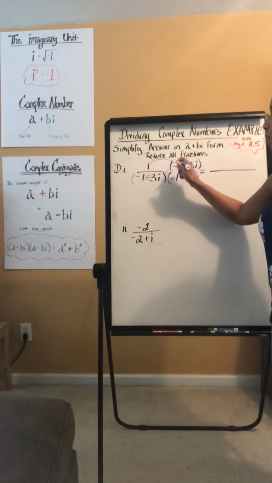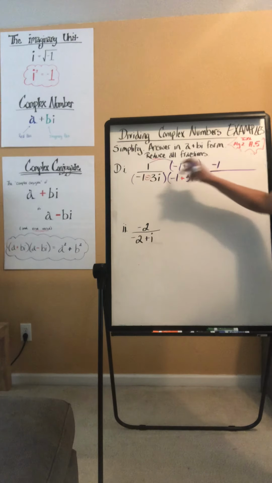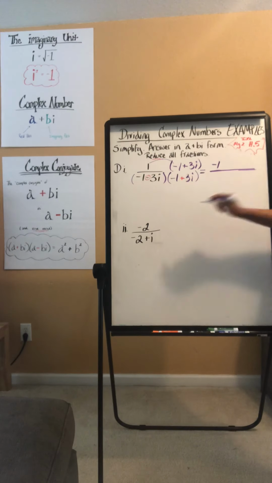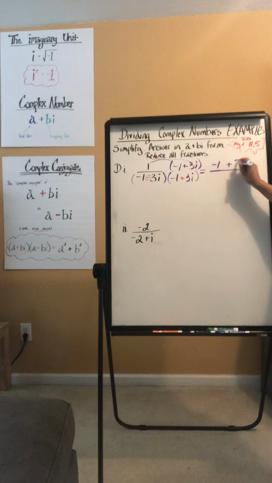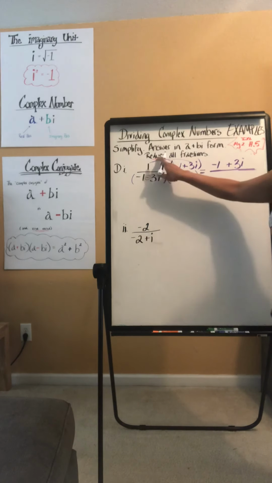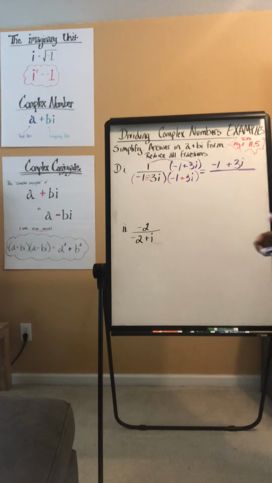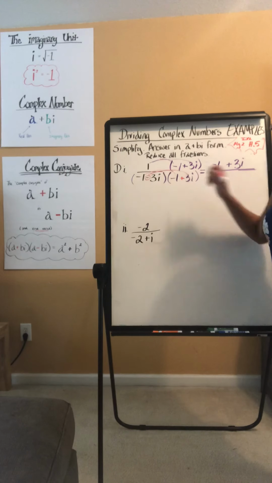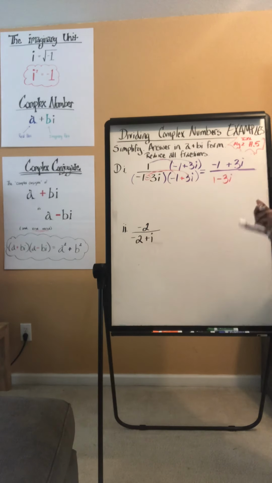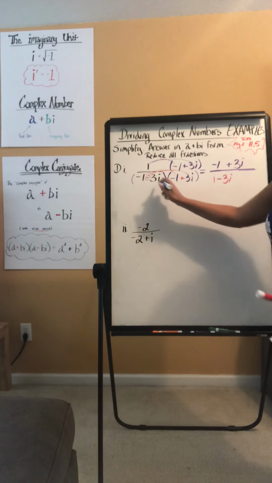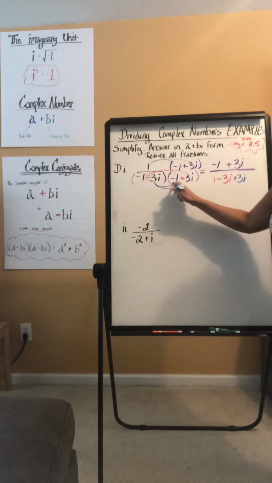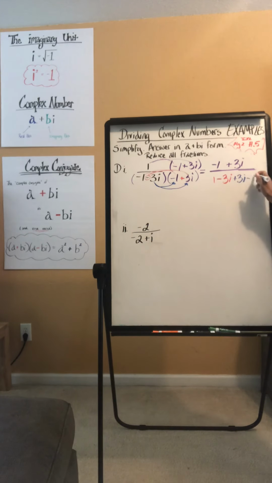Well, my numerator here is just 1, so that's easy. 1 times -1 is -1. 1 times 3i is 3i. All right. In my denominator, I would FOIL. -1 times -1 is +1. -1 times 3i is -3i. And then -3i times -1 is +3i. And -3i times +3i is -9i squared.